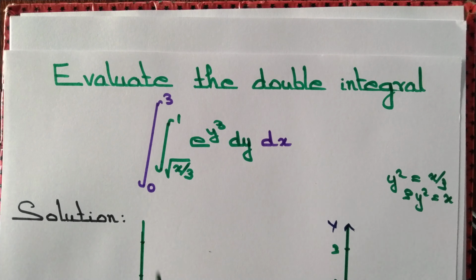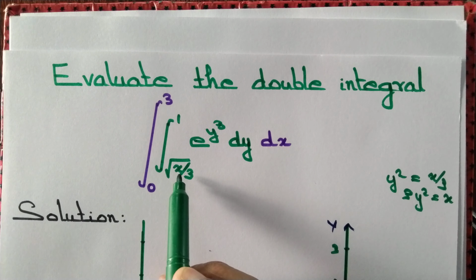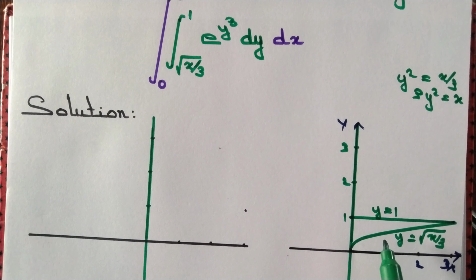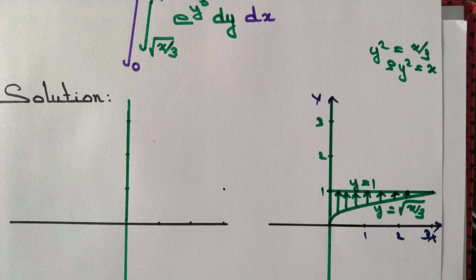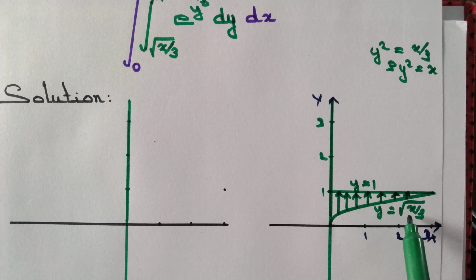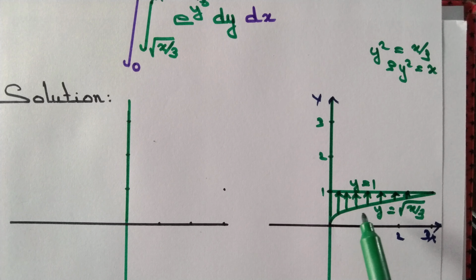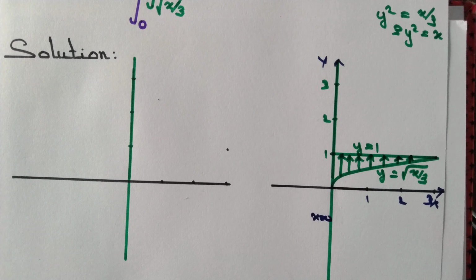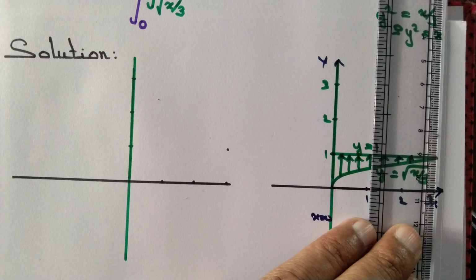Now as per the question, y is changing from y equal to square root of x by 3 to y equal to 1. So we draw the shaded region. And then x is changing from x equal to 0 to x equal to 3. Let's draw the line x equal to 3.